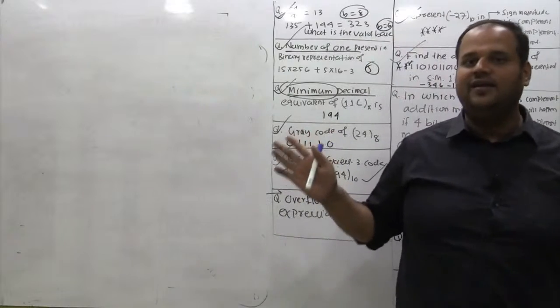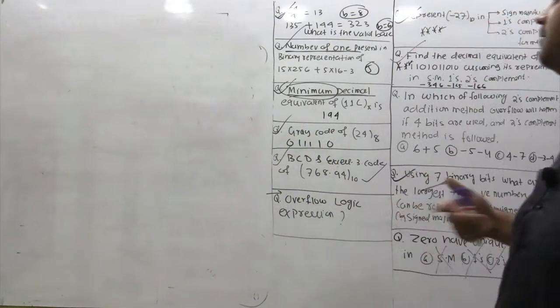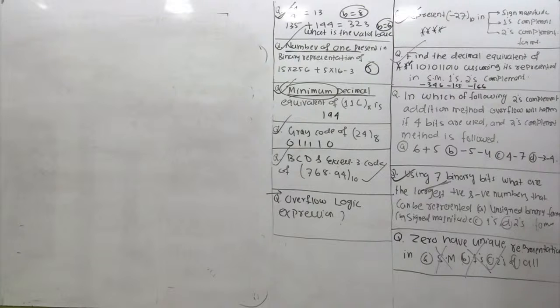But in reality, if you don't use a sufficient number of bits, then you get this magic: you add two positive numbers, you get a negative number. You add two negative numbers, you get a positive number. All these things happen. Okay, let us see.